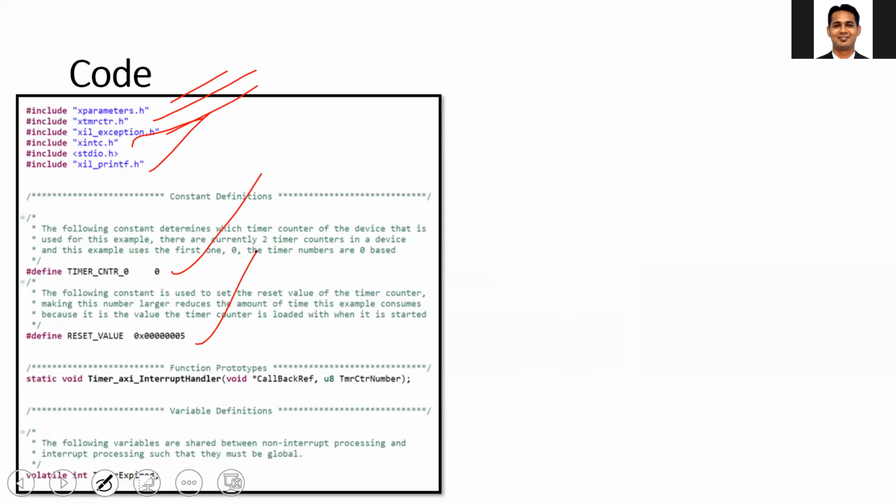So after the timer is counting, say counting up from 0 to 255, it will go back to 5 and then it will start counting from 5 onwards. Okay, so this is the reset value of the counter, and this is my interrupt handler or ISR, which we'll discuss at the end of the video. So these are the function definitions.